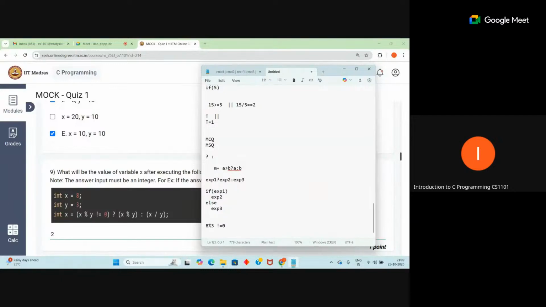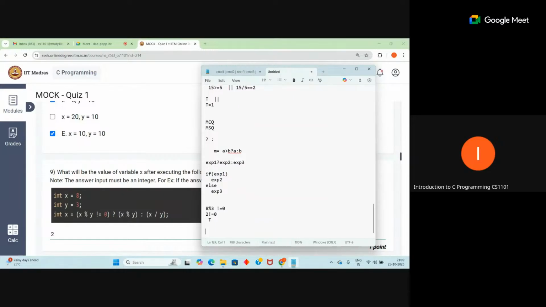When you divide 8 by 3, what is the remainder you will get? 2. 2 is not equal to 0, so this condition is true. When expression 1 is true, what will be our answer? Whatever we have after the question mark.